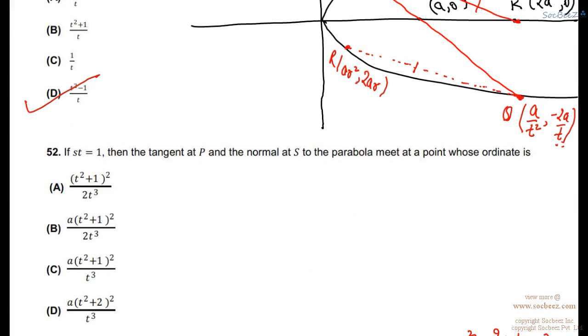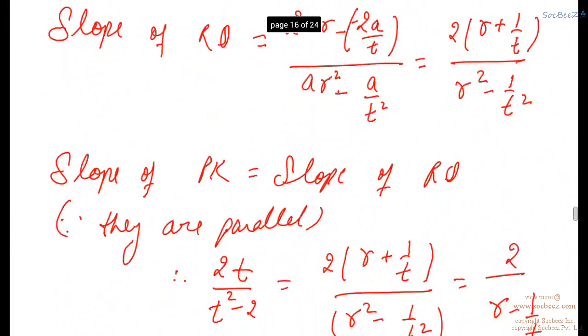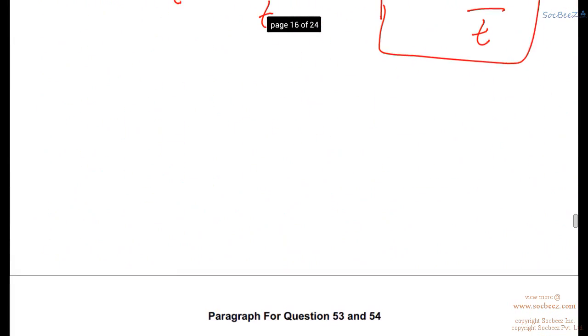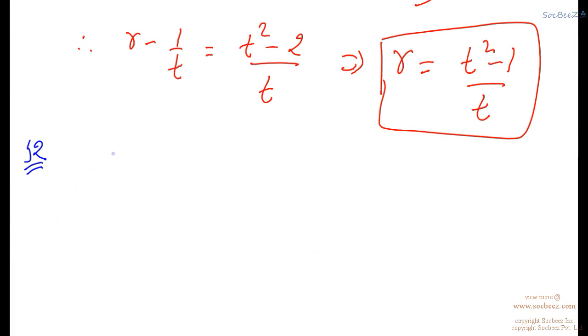Now the second part, that is the next question, says: if st equals 1, then the tangent at P and normal at S to the parabola meet at a point whose ordinate is, ordinate means the y coordinate. Okay, so let's solve the other question, which is question number 52. It says that if st equals 1, which gives us s equals 1 upon t.